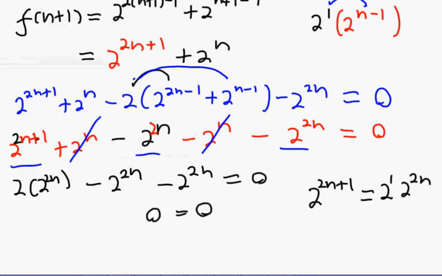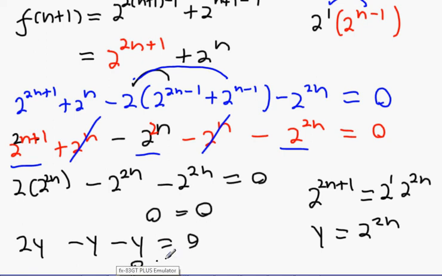Another way of thinking about it would be to think of a random letter, like y equals 2 to the 2n. Then this question becomes 2y minus y minus y, and that's 0. So it's actually 0, so 0 equals 0. If you're struggling with visualizing the powers cancelling, you could always replace them with a letter. That will help you visualize them.